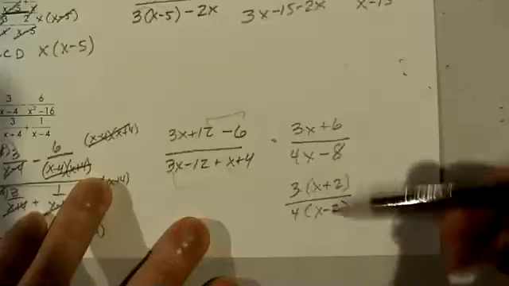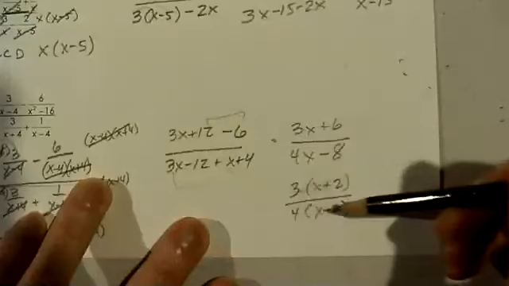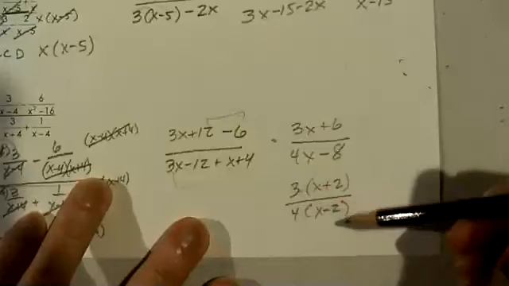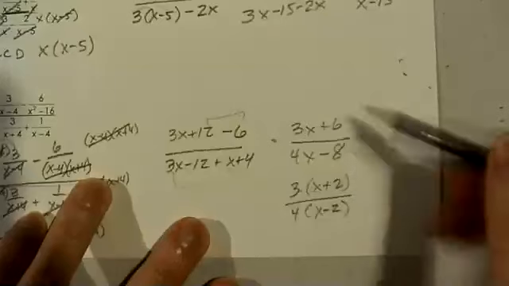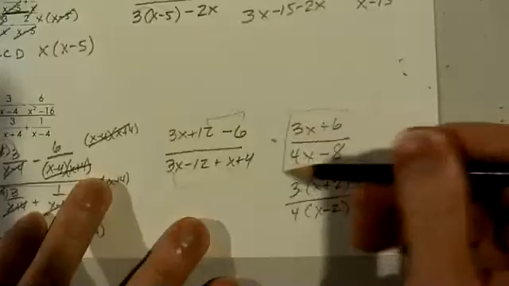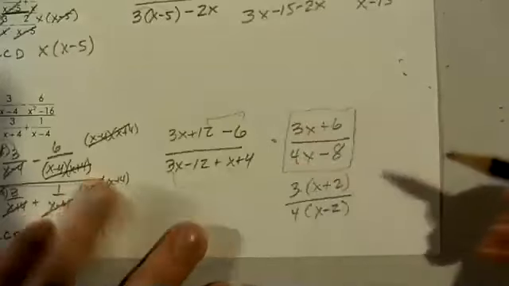Now I look at this. There's nothing I can reduce. Nothing crosses out. So this is probably the best way for you to leave your answer.